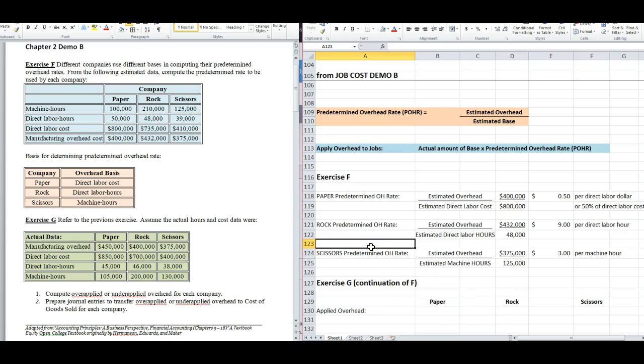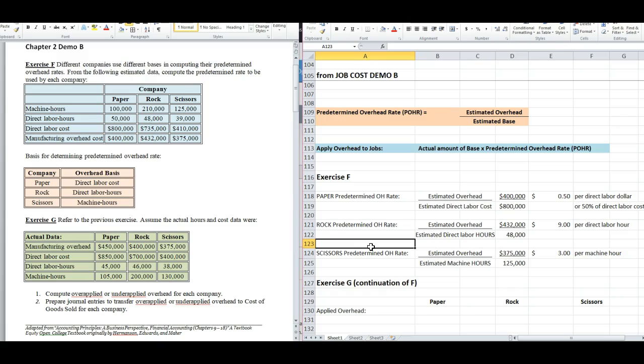So any company can decide what basis they want for their overhead. There's no rhyme or reason necessary at this point. They can decide anything that they want, and it's perfectly fine. We will determine that at the beginning of the year so that we can apply the cost to the jobs during the year, and then at the end of the year we will continue to see how close we are.